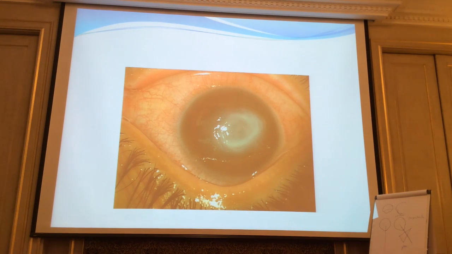So the shape of it is a ring. Is there any hypopyon? No. And there is ciliary injection. Is there any discharge? No. So you have a ring infiltration and ciliary injection and no hypopyon in a patient presenting with cloudy vision and pain. So your differential diagnosis, which could be?